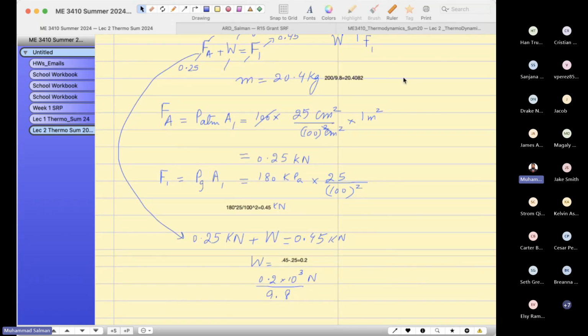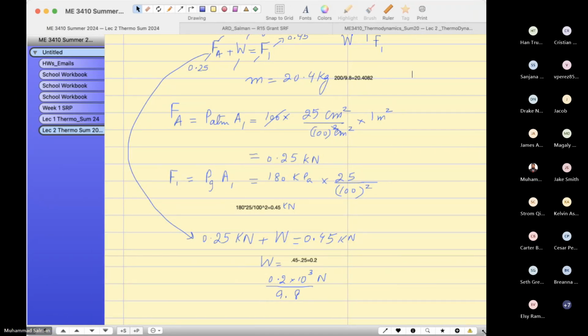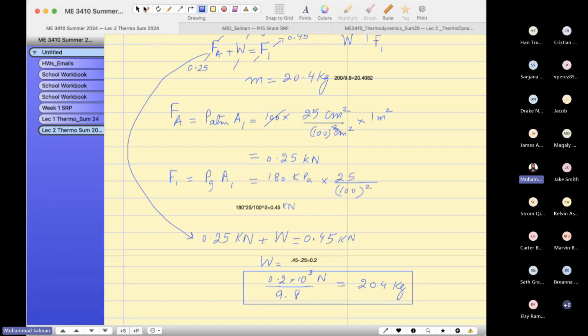It's 20.4. Do you understand this calculation? If you understood this, please type in yes. And if not, I'm here to help you to answer the question. But when you are at home, do it again to understand it clearly.